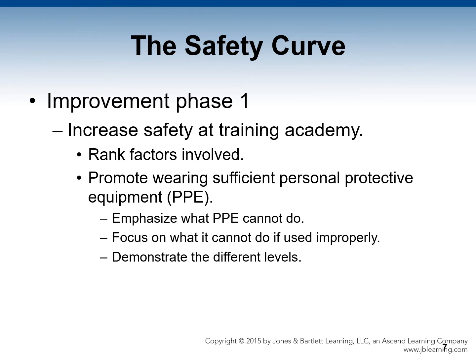Let's discuss the safety curve. Improvement phase 1. If you want to increase the level of safety at your training academy, you might rank the factors involved. The first of the progressive phases with the best chance for improvement might be wearing sufficient personal protective equipment, or PPE, for the task involved and maintaining an attentive behavior. Rather than teaching what the PPE can do, you emphasize what it cannot do. That lecture is expanded upon by concentrating on what it cannot do if it is used improperly. You demonstrate the different levels that are required for specific tasks.